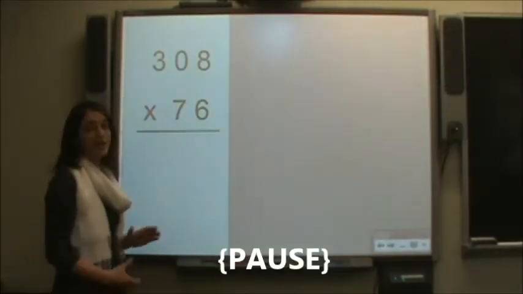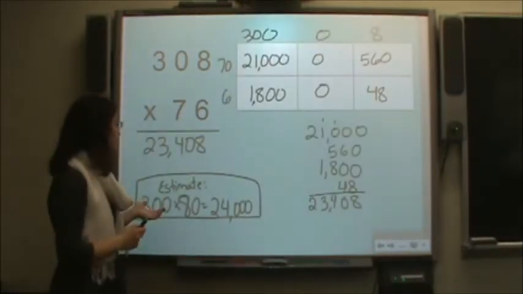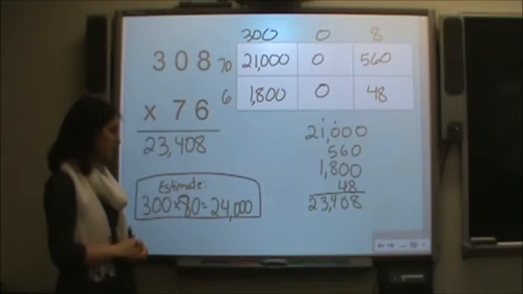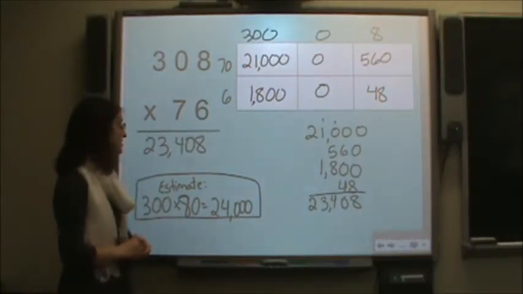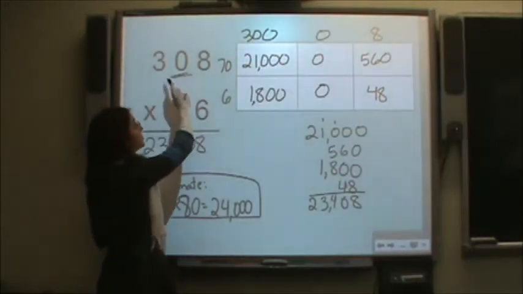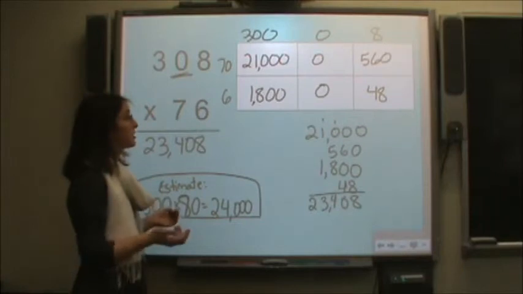Let's try another one. 308 times 76. Pause your video and do that now. Your answer for this one should be 23,408, which is really close to my ballpark estimate of 24,000. Now, remember, when you have a 0, you still should be putting that in there so you don't forget about it. It's important that you do that.